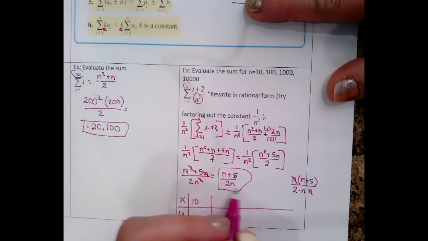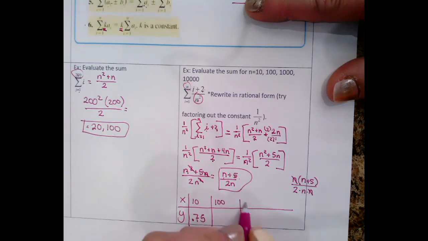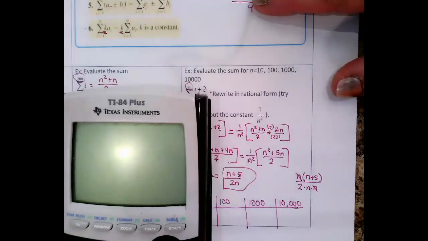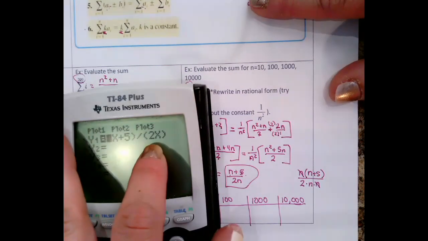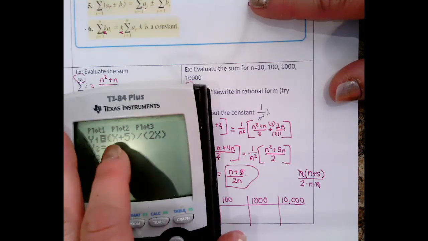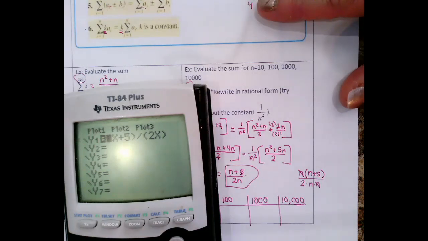15 divided by 20. Okay, and I would get 0.75. Okay, 100, 1,000, or 10,000. The other way I can do this is I can actually plug it into my y equals. So here it is. So x plus 5 divided by 2x. Make sure you put that in parentheses so it doesn't do x plus 5 divided by 2 and then multiply everything by x. Okay, and I already did my 10.